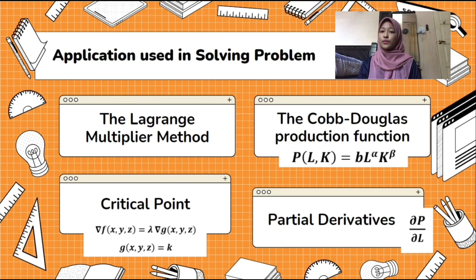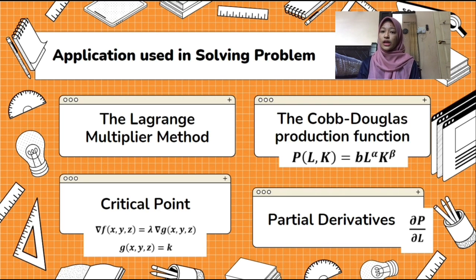Second is the Cobb-Douglas production method, which is a production function with two or more variables. Typical inputs include labor and capital. It is similarly used to describe utility maximization through the following function. The next is the critical point. It is defined as those points which satisfy the constraint and where gradient f is parallel to gradient g.